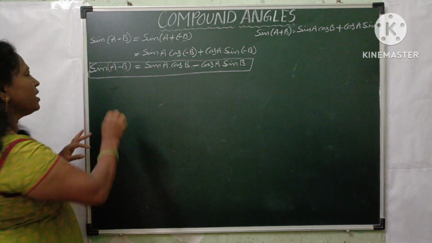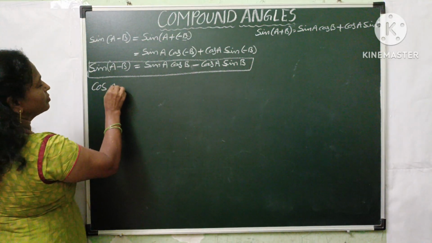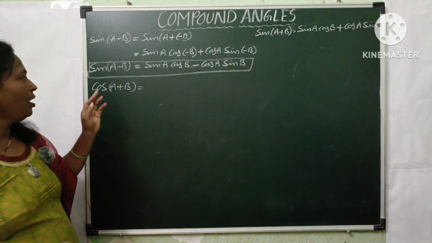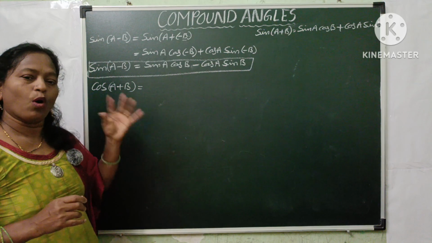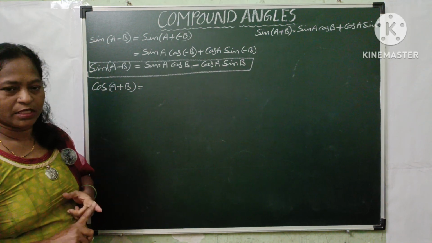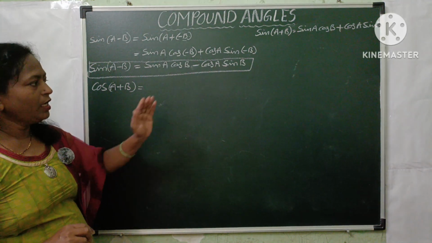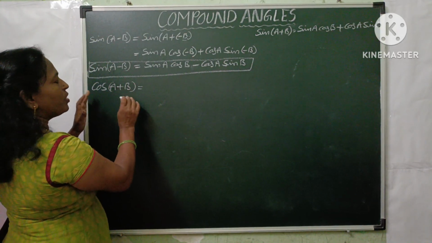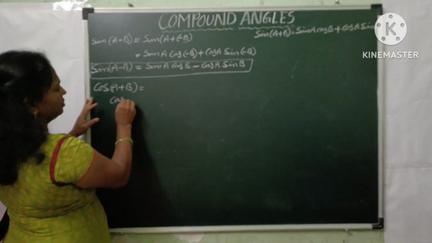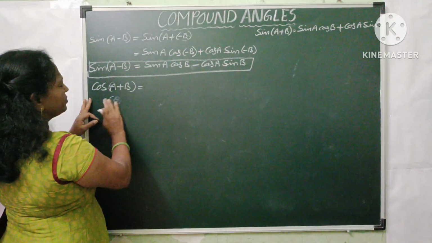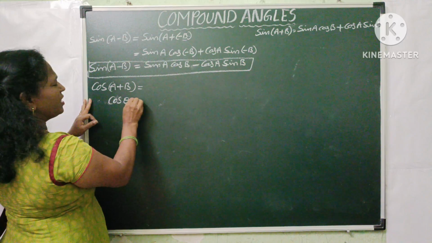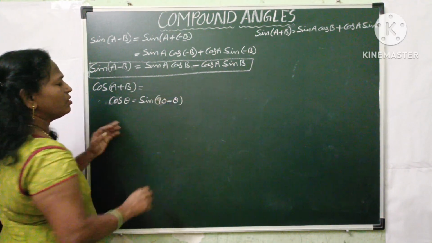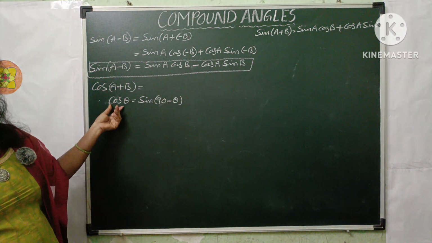Next one, cos A plus B formula we have to prove. Cos A means once revise the quadrants. In the first quadrant, what is the first quadrant? 90 minus theta. In 90 minus theta, all the ratios are positive. So here we have to write cos theta equal to sin 90 minus theta. Yes or no? Sin 90 minus theta equal to cos theta.